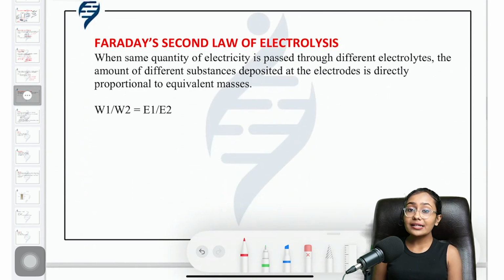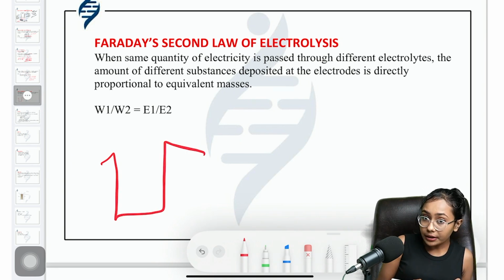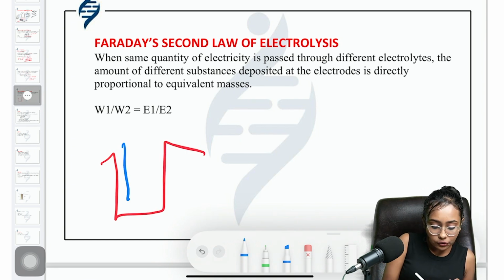Now coming to Faraday's second law of electrolysis, it is very simple. You just need to study and remember the statement and the equation. When the same quantity of electricity is passed through different electrolytes. Here I have a beaker. In this beaker I have two electrodes.